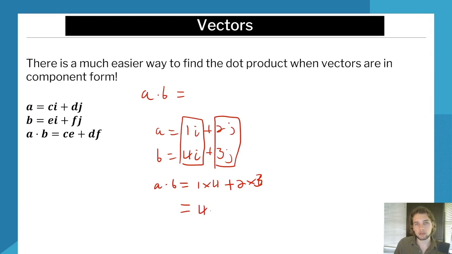So our result is 10. So if we ever do this and we get a result of 0, that means we know the angle must be 90 degrees. Because if we went in polar form, we would have found that the angle between them was 0. Or was 90, sorry. 90 degrees.